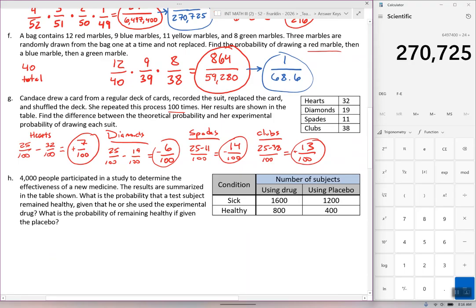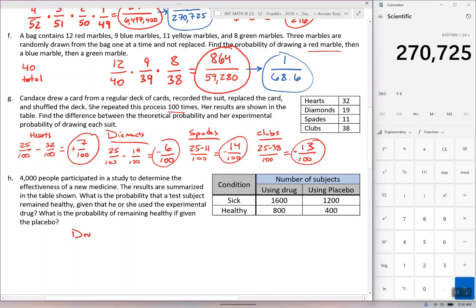All right, last one here. 4,000 people participated in a study to determine the effectiveness of a new medicine. The results are summarized in the table shown. What is the probability that the test subject remained healthy given that he or she used the experimental drug? So we'll do this one first. And then what's the probability of remaining healthy if given a placebo?